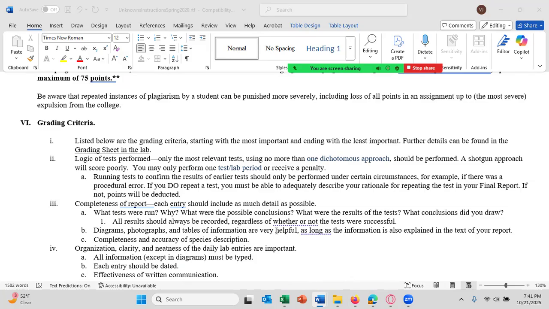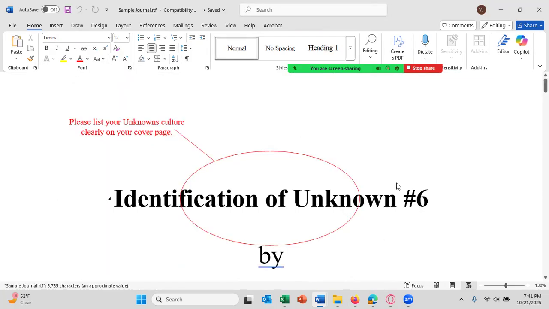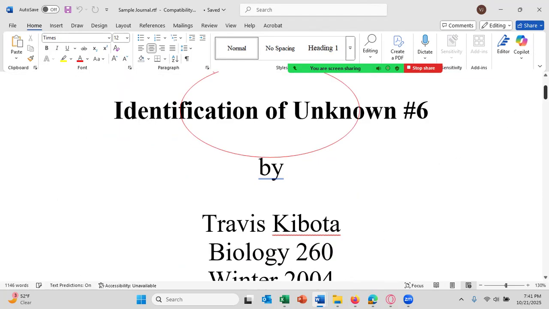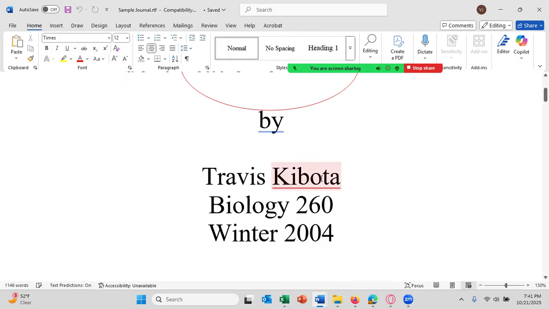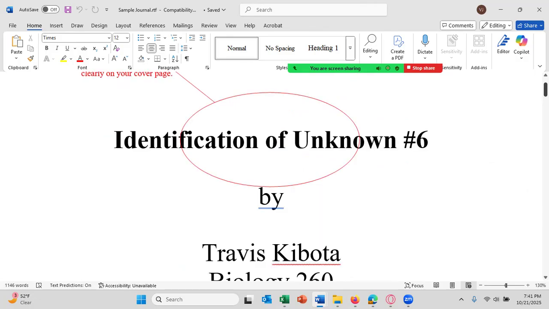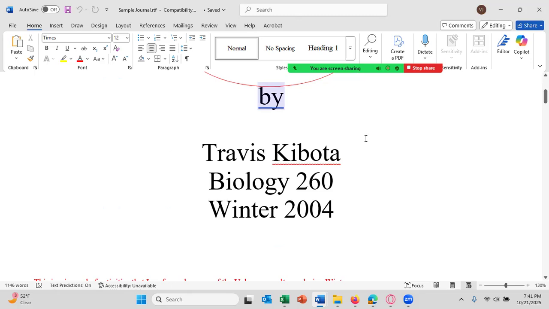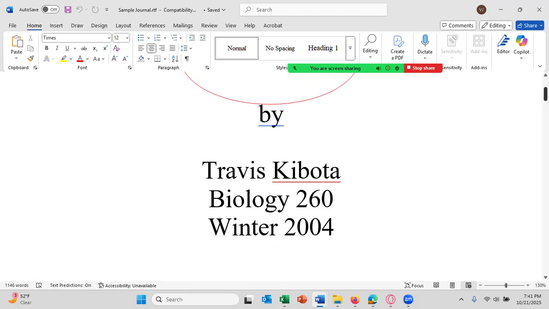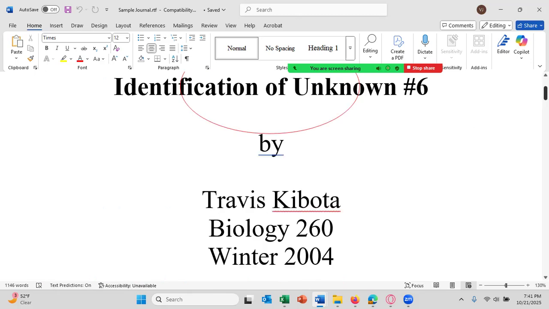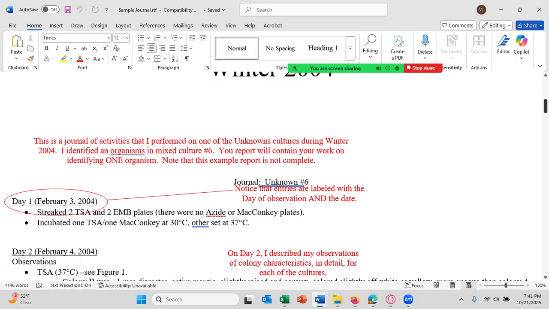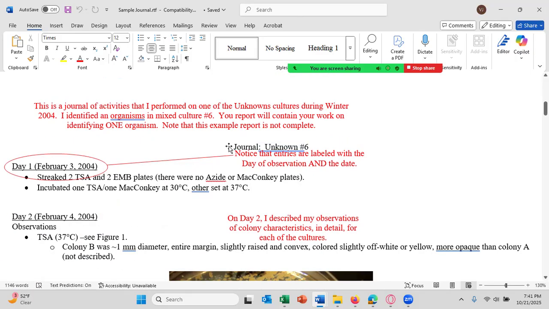Move through the document. You should have your name, Travis Kubota, the year, the class, and the unknown number, identification of unknown number 6. This should be at the top of the text. It should not be on a cover page. I used to print these out, in which case you'd be wasting a page if you put it on a cover page, but it should be just on top of the text.